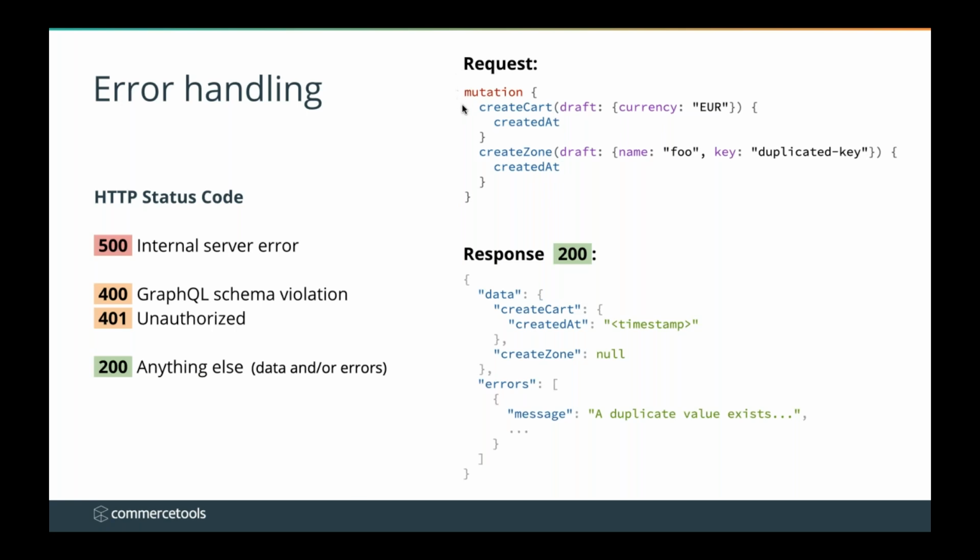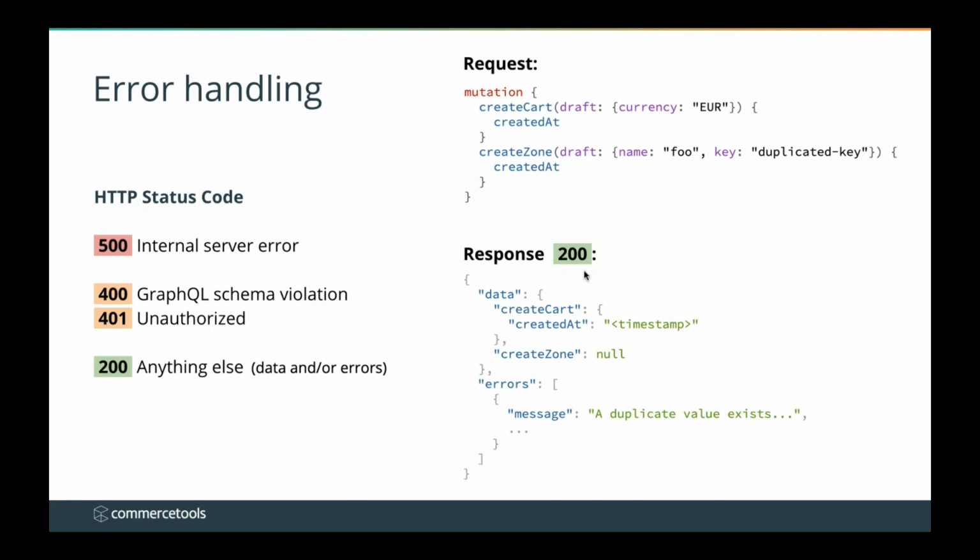So we have this mutation. The mutation is trying to do two things. On one side, it's creating a card with this currency, looks good, this is going to work. Now it's also trying to create a zone. And this zone is using a duplicated key. This is going to fail.